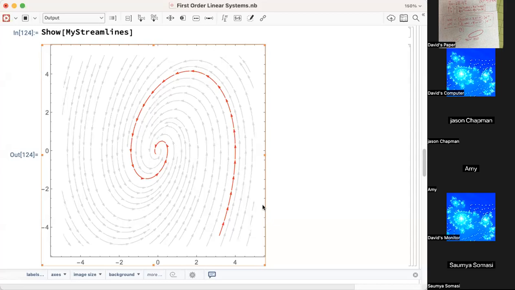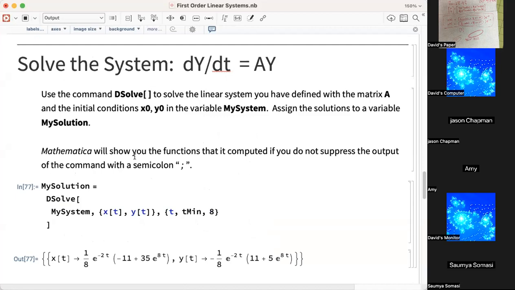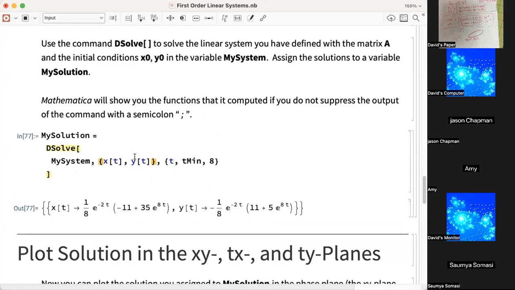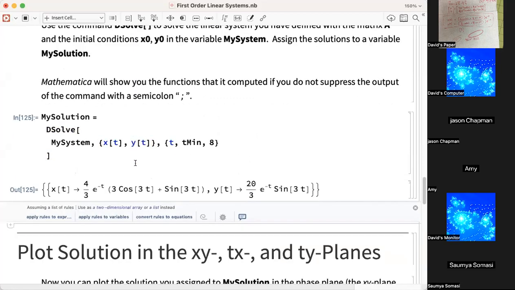The speed of the spiral, well, that depends on the speed of the exponential. E to the minus t is not decaying super fast. E to the minus 5t would decay super fast. You would almost not even see the spiral because the spiral becomes so tiny. But let me see if I can generate some other systems here. Oh, let's see if Mathematica produces the answers that I have.